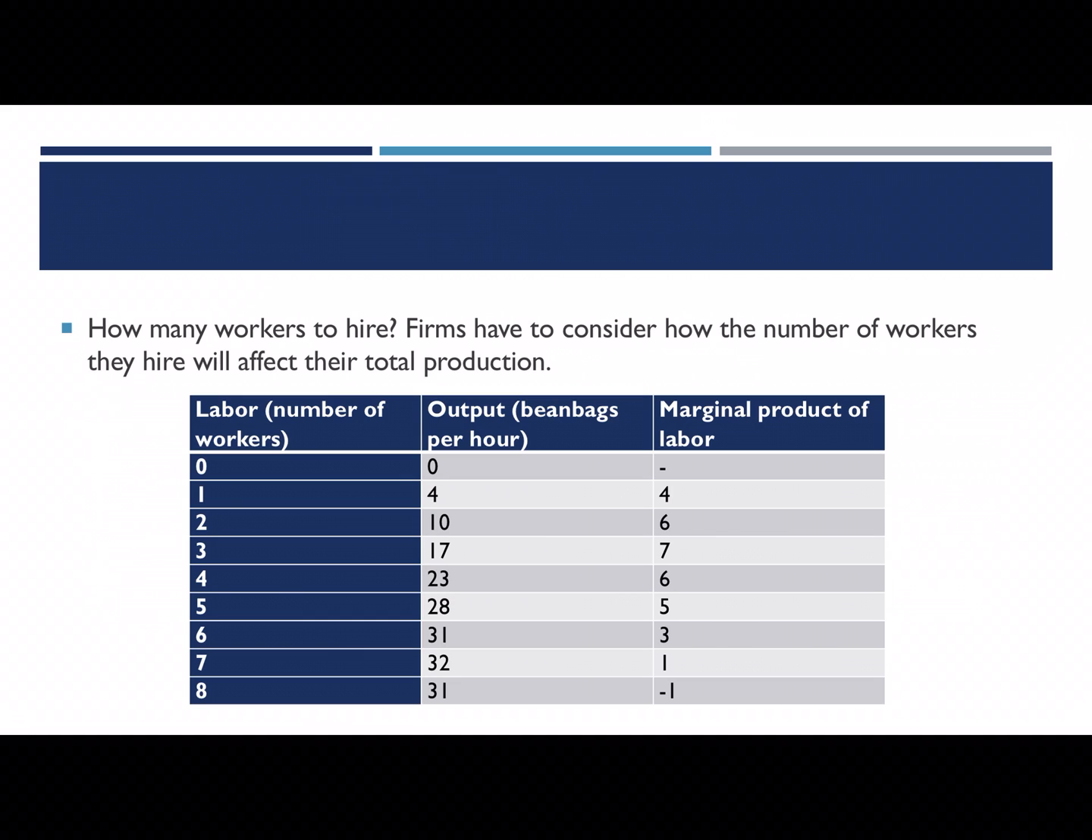And if we add a third worker, we go up to 17. The marginal product goes up to 7. That's where we peak. So the marginal product is always going to be the difference in output per hour from worker point A to worker point B, whether we're going down or up.